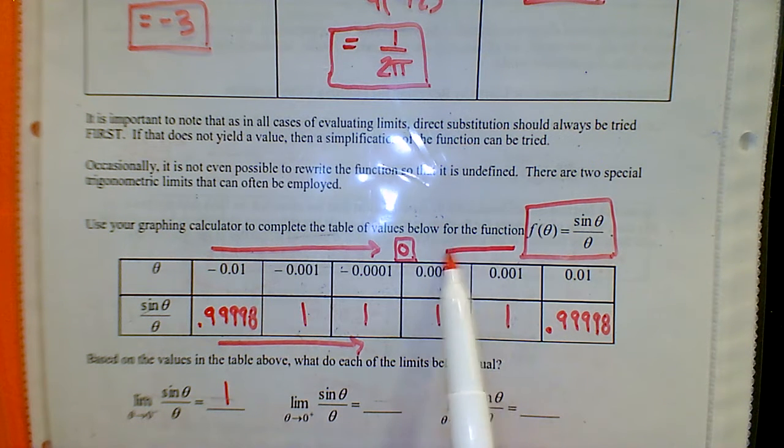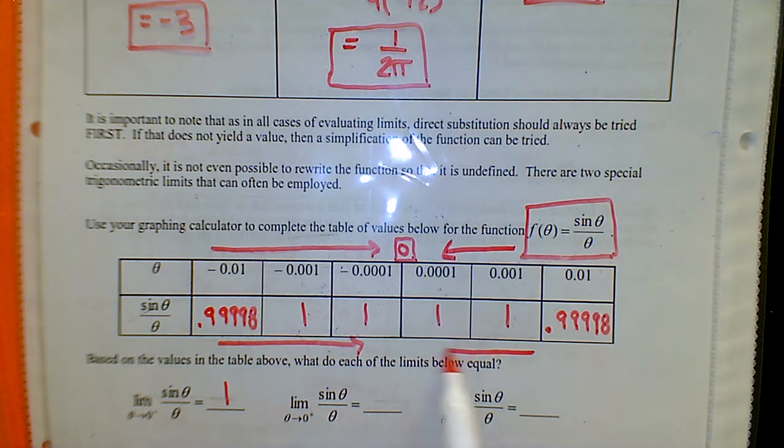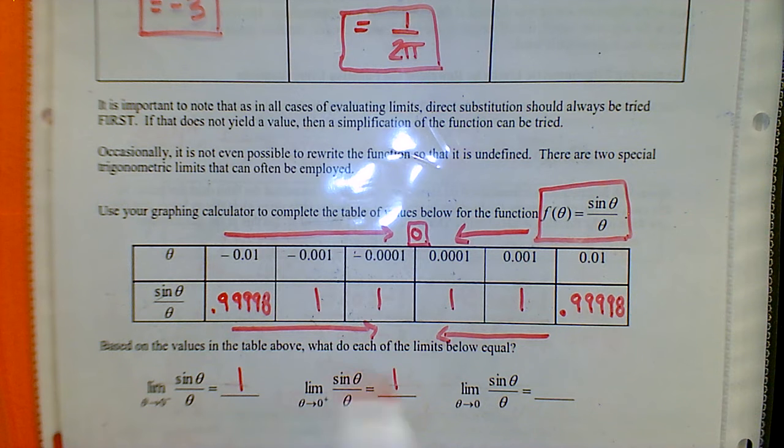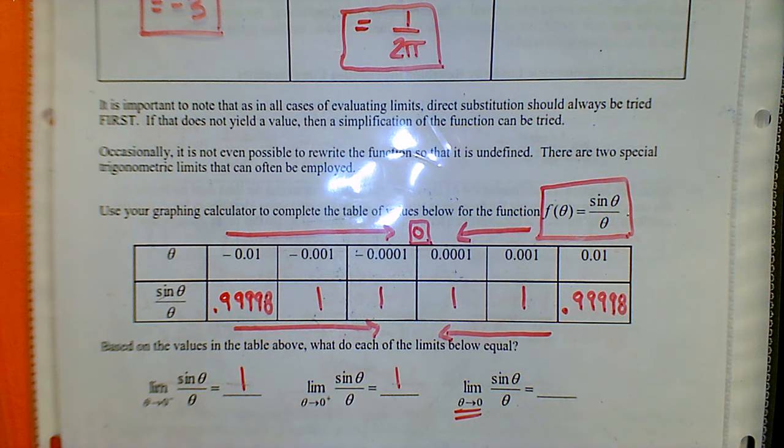As we approach 0 from the right, notice how the y values also get closer to 1. So if we approach from the left is 1, approach from the right is 1, what is the limit as we approach 0 overall from both sides? 1, right? Because they match.